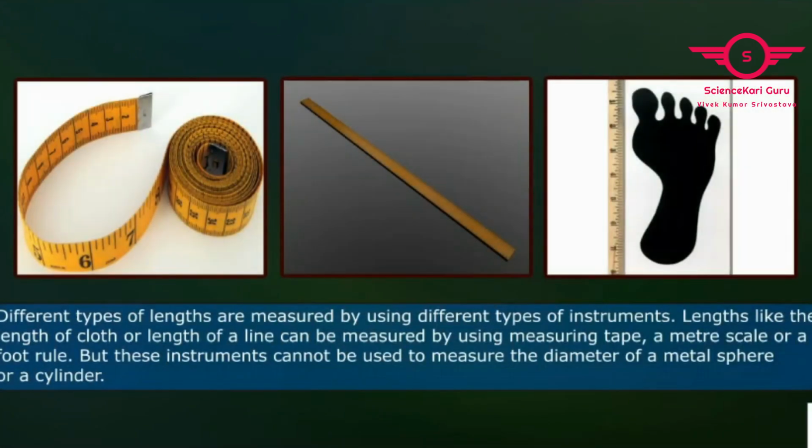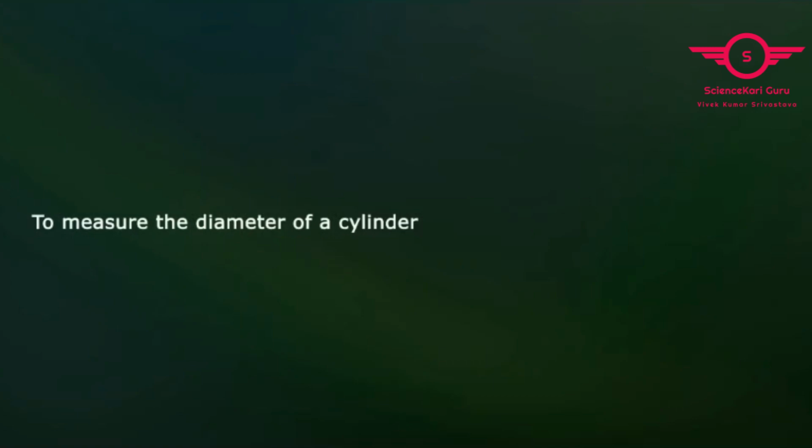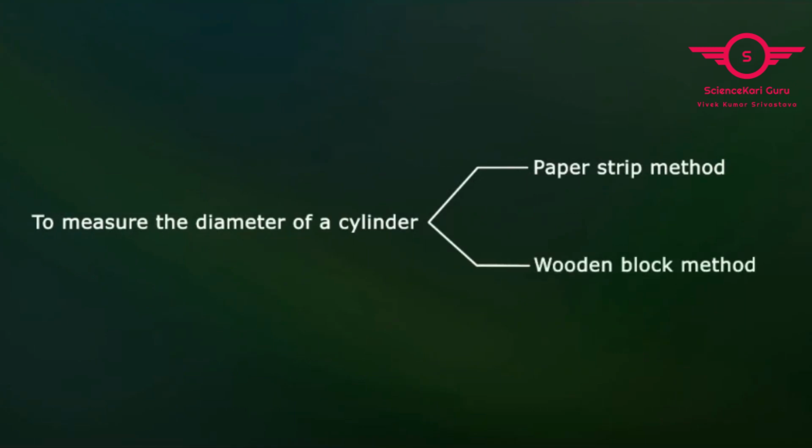Different types of lengths are measured by using different types of instruments. Lengths like the length of cloth or length of a line can be measured by using measuring tape, a meter scale or a foot rule. But these instruments cannot be used to measure the diameter of a metal sphere or a cylinder. To measure the diameter of a cylinder, we can use paper strip method and wooden block method.